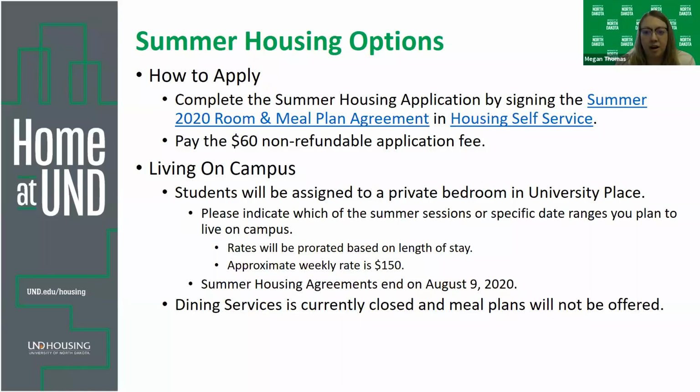The rates are on our website. Rates will be prorated based on the student's length of stay, so you can tell us the specific date that you're wanting to come back to campus. However, please note that summer agreements for those students that aren't continuing to live on campus in the fall will end on August 9th. You can indicate those exact dates, and the approximate weekly rate for that is $150. One thing to also note at this time is that dining services is closed and we're not currently offering summer meal plans. So there are no summer meal plans being offered at this time.